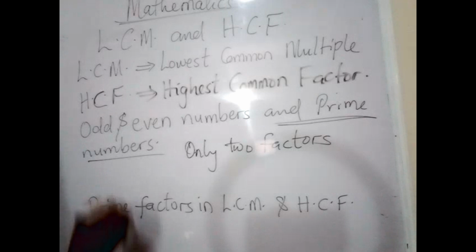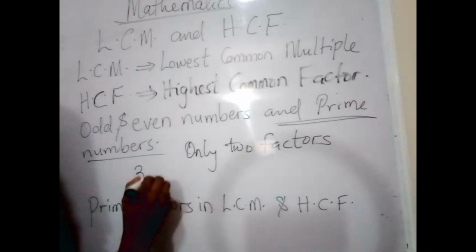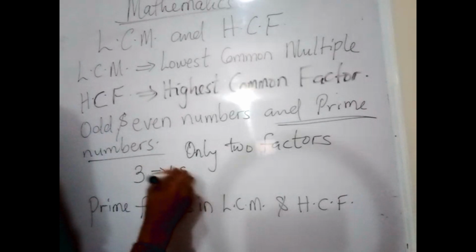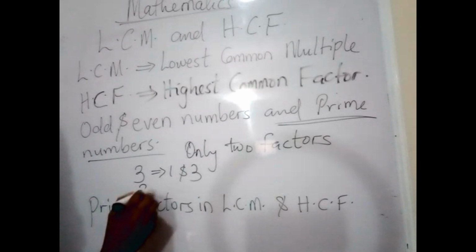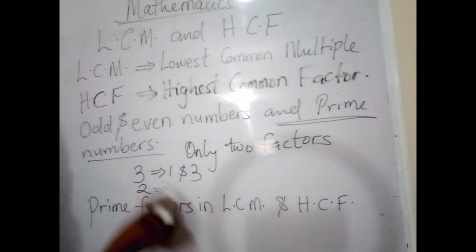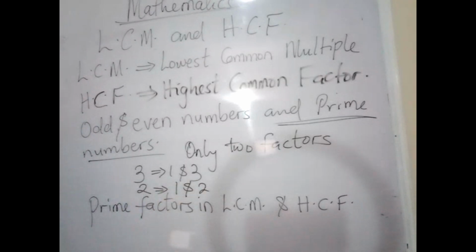Now we have, for instance, 3. There is no other number that can divide 3 without a remainder except 1 and 3. Now, if you want to look at it, 2 actually is also a prime number. 2 is a prime number because if you take 2, no other number can divide 2 except 1 and 2.